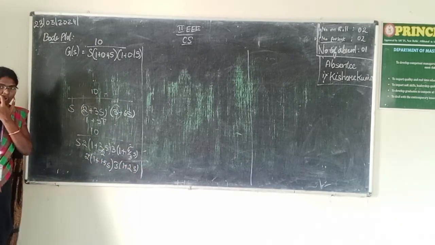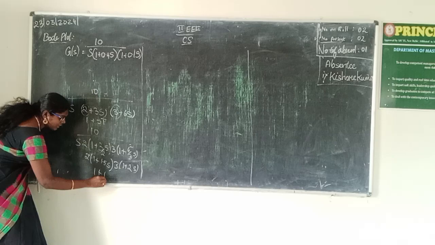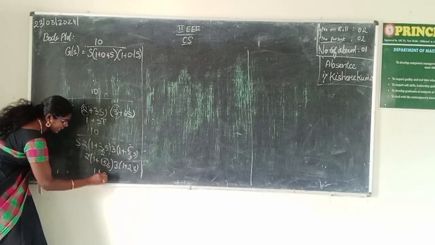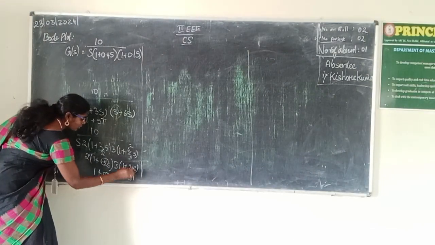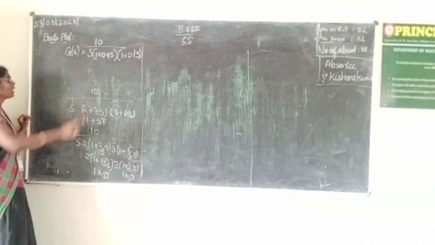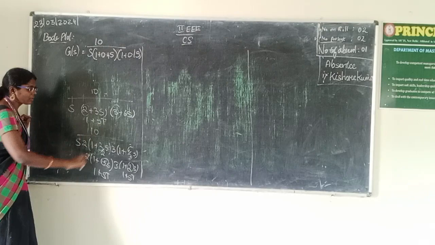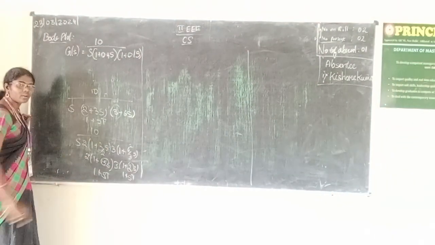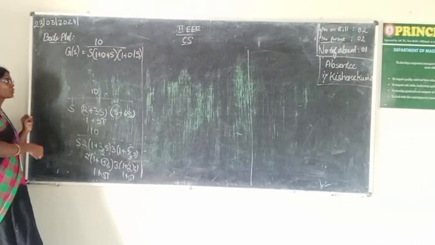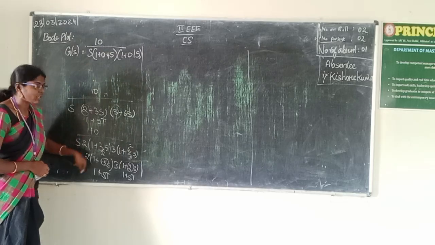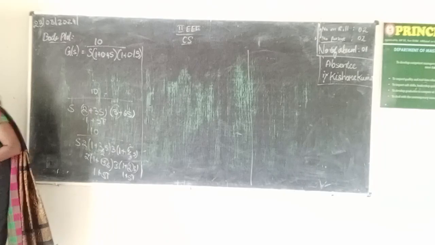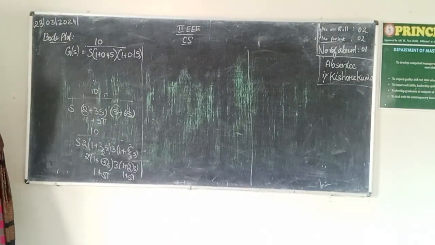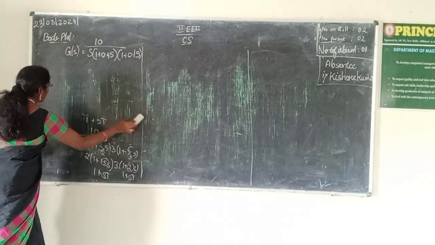This should be in this form, that is like 1 plus s into t. Likewise, here also 1 plus s into t. It should be in this form. If the question was not like that, you have to solve it accordingly. Here in our question there is no need to do this particular calculation. It was given directly, that is 10 divided by s into 1 plus 0.4s into 1 plus 0.1s.